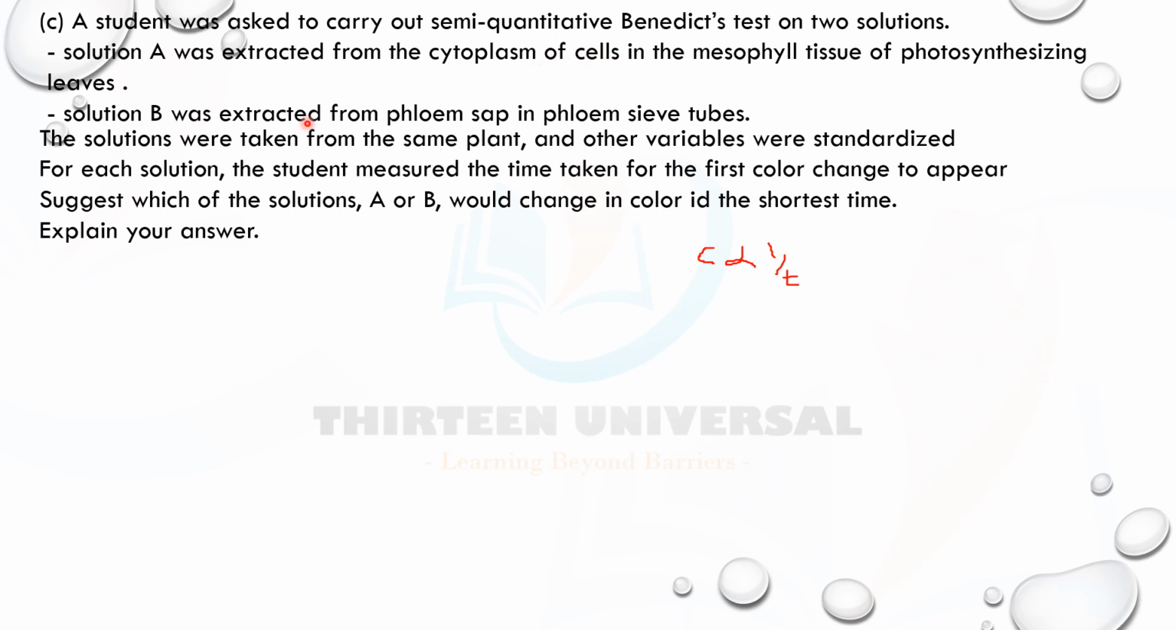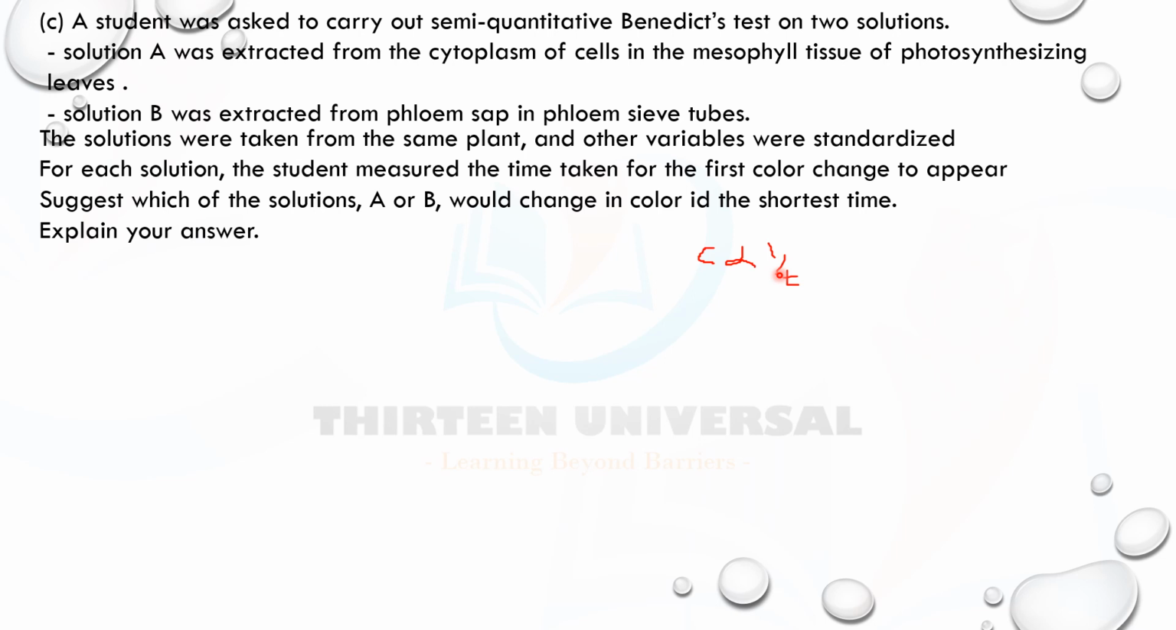And compared to B, B contains sucrose. Sucrose is a non-reducing sugar, so non-reducing sugars don't react with Benedict solution. Somebody chooses A and says that A will have more concentration of glucose or any other monosaccharide, which is reducing sugar. So the one that has the higher concentration will change faster.